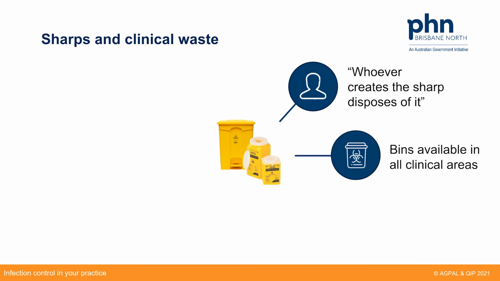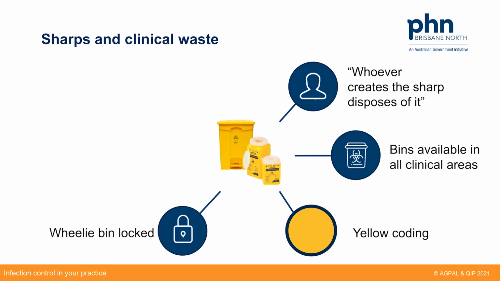The bins obviously need to be available everywhere. So we all have our little yellow bins for the sharps. We'll have our big yellow bins for the contaminated waste. The yellow coating is universal. The wheelie bin's got to be locked. That's a safety precaution in case somebody decides to go burrowing around in the bin. Goodness knows what they're looking for. But of course, there are people looking for syringes and needles and heavens knows what. So you must have your bin locked. It is your responsibility as a practice to make sure that the bin is secure.